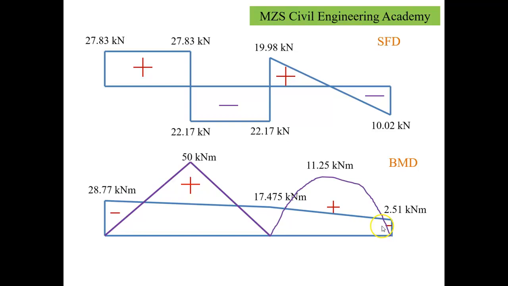Whereas in the case of the second span, we have a distribution with reference to UDL. So the relation we have for the free end moment is WL square by 8. If I substitute the values there, the load was 10 into 3 square divided by 8, which works out to be 11.25. So likewise, we can get the bending moment profile for the given continuous beam.